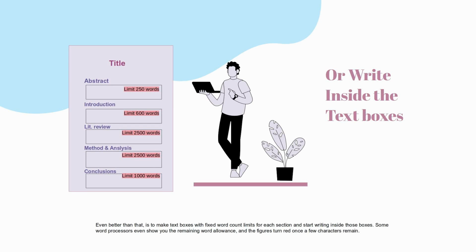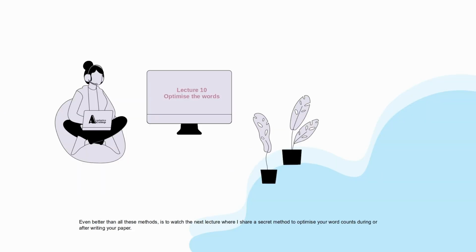Even better than that is to make text boxes with fixed word count limits for each section and start writing inside those boxes. Some word processors even show you the remaining word allowance and the figures turn red once a few characters remain. Even better than all these methods is to watch the next lecture where I share a secret method to optimize your word counts during and after writing your paper.